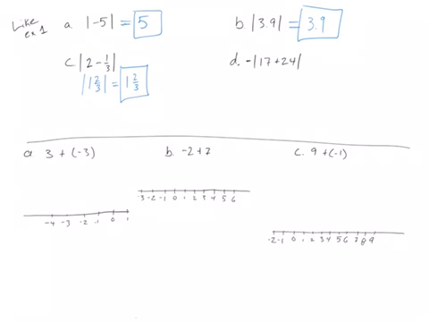So absolute value, again, is a kind of grouping symbol. So I'm going to do what's inside that absolute value first. So let's just continue on from here. This is going to be negative absolute value. What's 17 plus 24? 41, if I'm not mistaken.